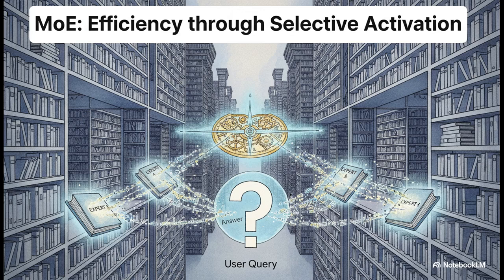And what this allows for is incredible efficiency at a massive scale. It lets developers build models with, say, 1 trillion parameters, but for any single question you ask, it only activates a tiny fraction of them. It's like having a whole library of knowledge at your disposal, but only needing to pull 2 or 3 of the most relevant books off the shelf to get your answer.